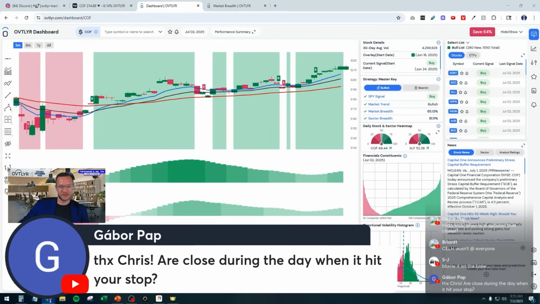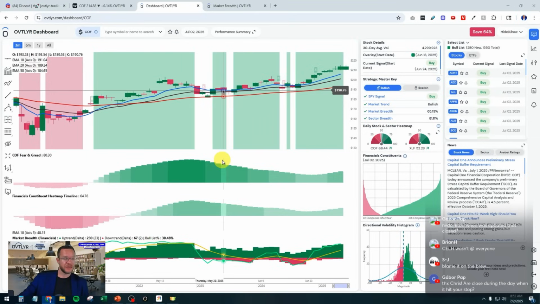Gabor Pap says, thanks, Chris. Are you closing during the day when it hits your stop? No. These are end of day exits. I don't see any of these that are going to run into an emergency exit today. So these are end of day exits.